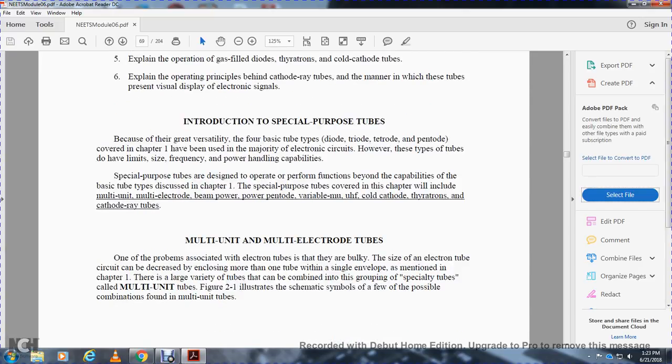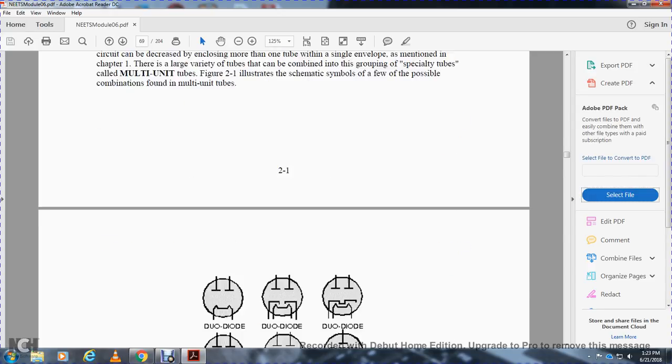One of the problems associated with electron tubes is that they are very bulky. One way to decrease this is enclosing more than one tube within a single envelope, as mentioned in Chapter 1. A very large variety of tubes combine a group of specialty tubes as multiple unit tubes. Figure 2.1 illustrates the schematic symbols of a few possible combinations found in multiple unit tubes.